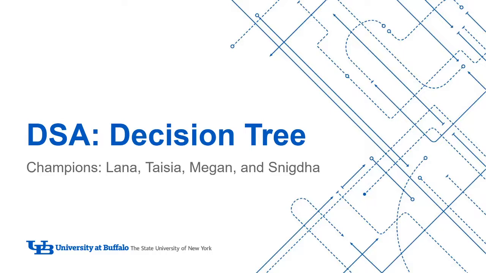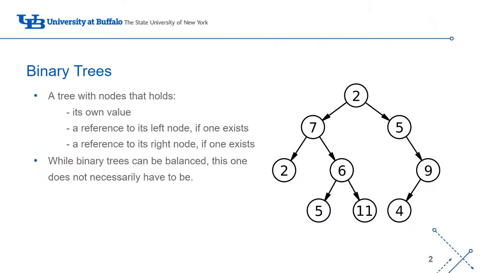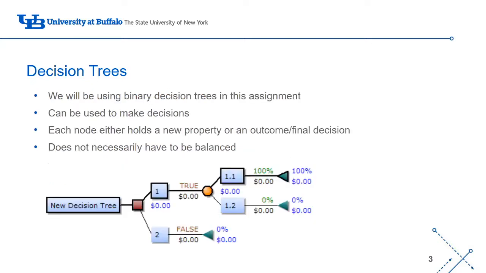Let's start off by briefly going over binary trees. A binary tree is a tree with nodes that holds its value and references to a left and right node if one exists. We will be implementing this assignment using binary decision trees. These trees can be used to make decisions where each node holds a property and the left and right values of a node hold either a new property or an outcome or final decision. Keep in mind that decision trees are not necessarily balanced.